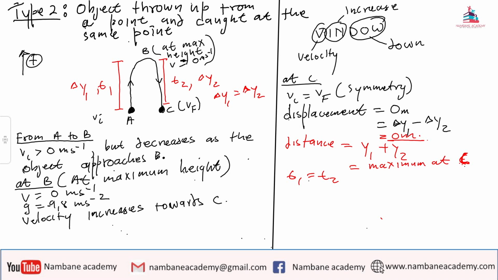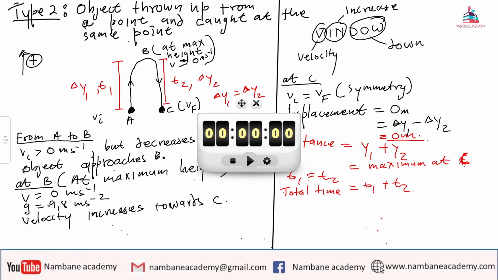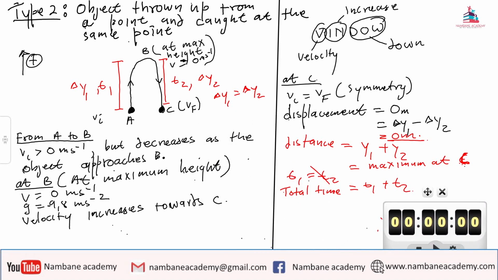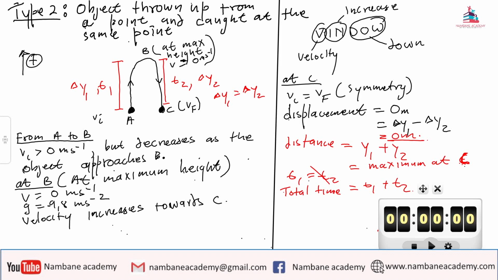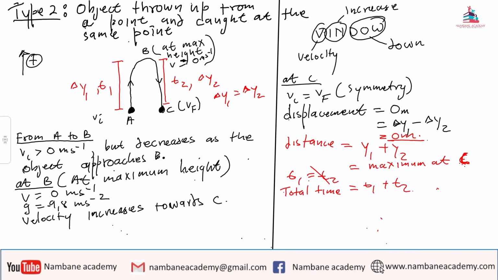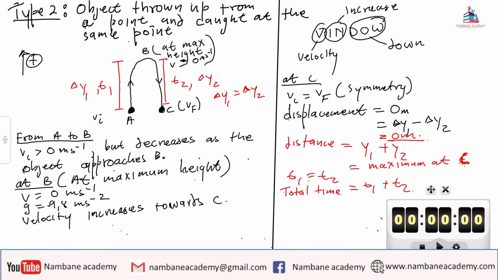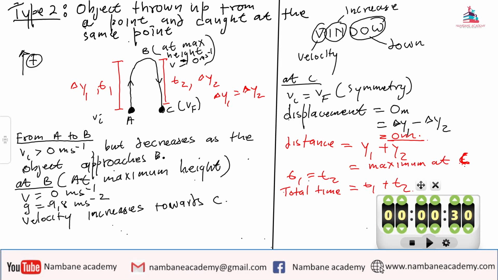But what about the total time? Then we say total time is equal to T1 plus T2. That is very, very important. Very, very important. So before I go to the graphs, I will just give you 30 seconds to digest and move now to the graphs of type. 30 seconds should start now.